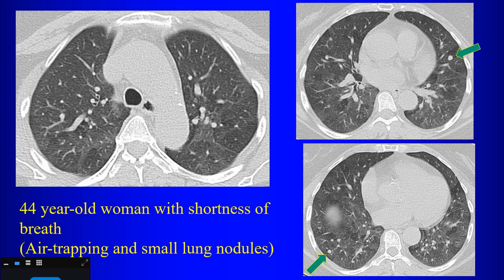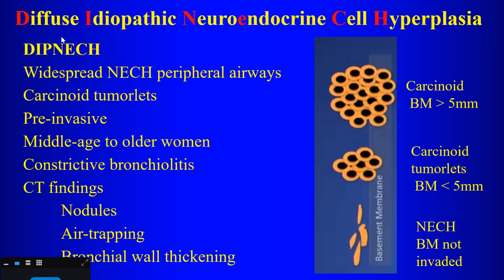You said it. Yeah, so this is a rare disease abbreviated as DIPNEC that stands for diffuse idiopathic neuroendocrine cell hyperplasia. So this represents neuroendocrine cells that are hyperplastic and they can grow around the airways, and that then can result in airway obstruction and small nodules. So that combination of obstructive airway disease giving you the mosaic attenuation and small nodules in middle-aged women can be this, DIPNEC.